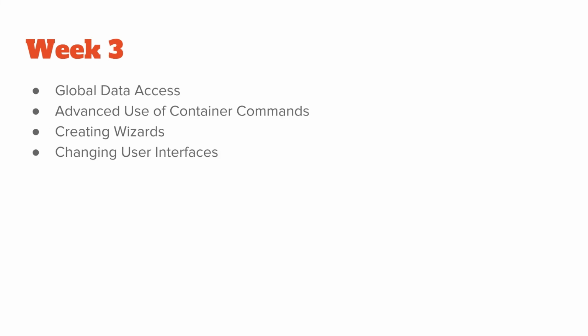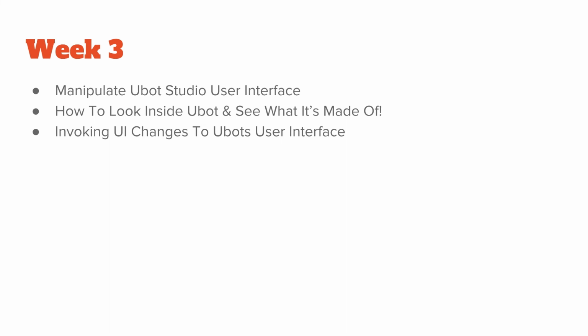In week 3, we talk about the advanced topics. We cover things like global data access, advanced use cases for container commands, creating wizards, and changing user interfaces. Then we get kind of crazy and I show you how to manipulate Ubot Studio itself. I'll show you how to look into Ubot Studio to see what makes it up so that we can manipulate it. Using these methods, I've put buttons on the Ubot Studio user interface, swapped the browser with my own apps, and more.